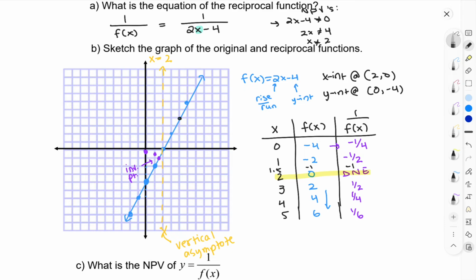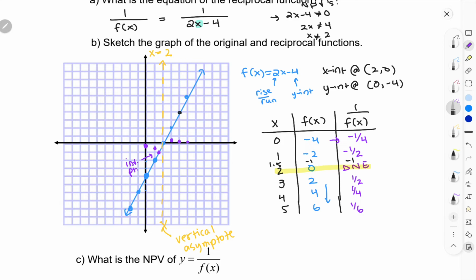And then I get to my non-permissible value. I jump over to the other side. When x is 3, y is 1/2. Oops, sorry, that's at 1. Right, so I went halfway up, just barely. When x is at 4, y is at 1/4. So I'm really barely off the line here. Then I'm at 1/6, even harder for me to draw.